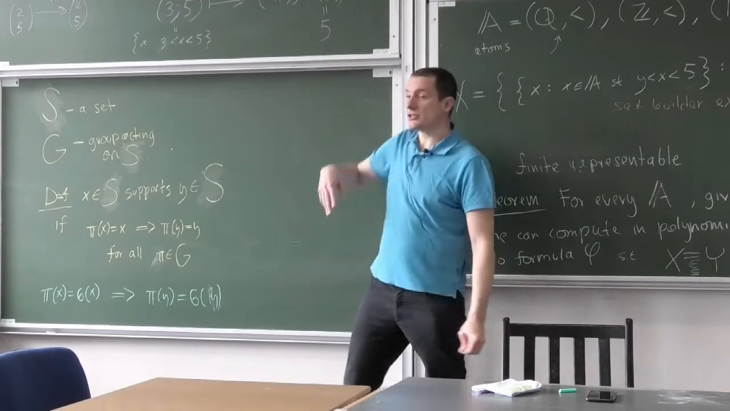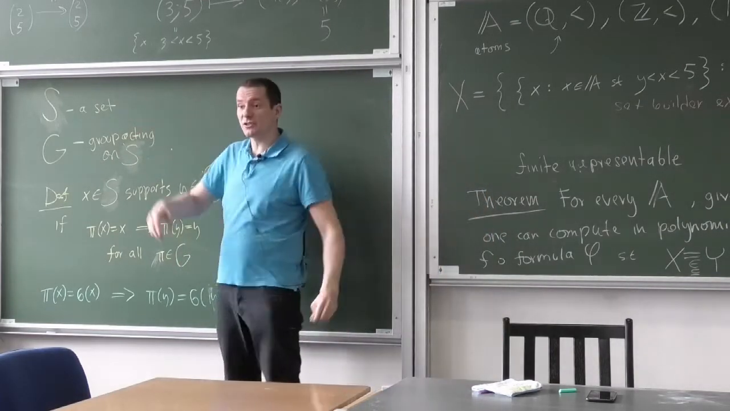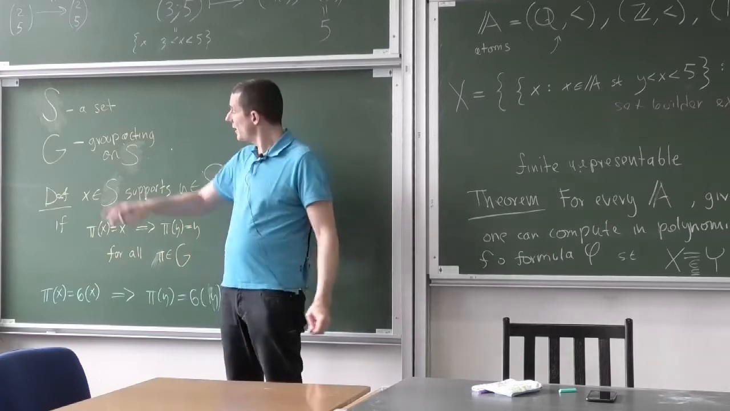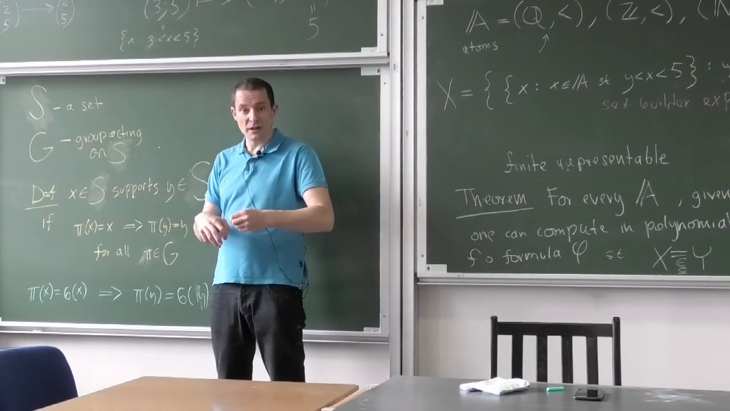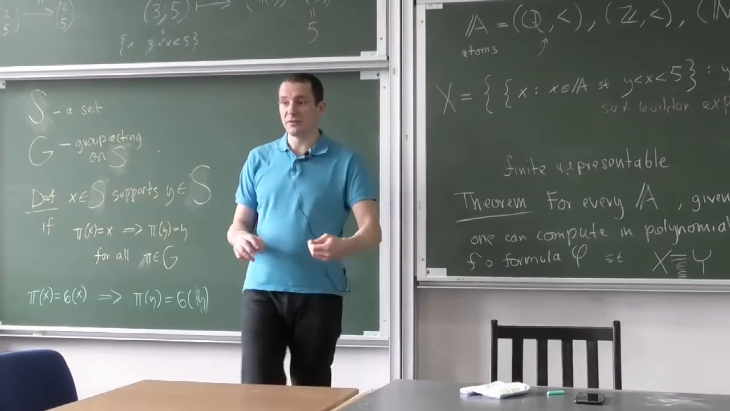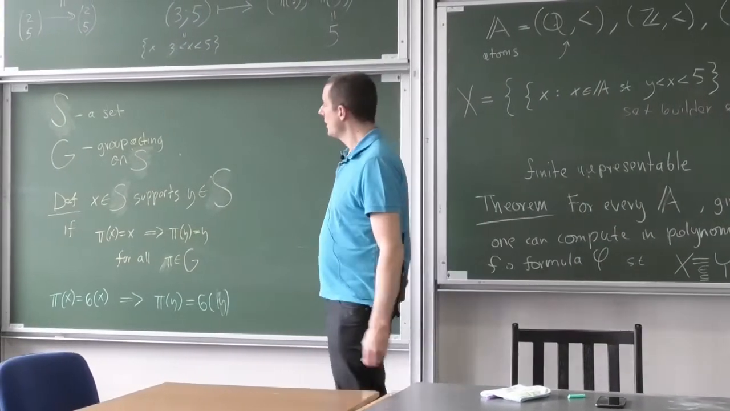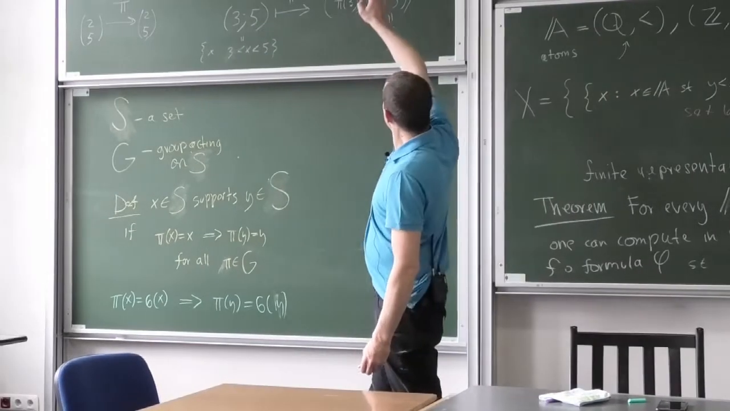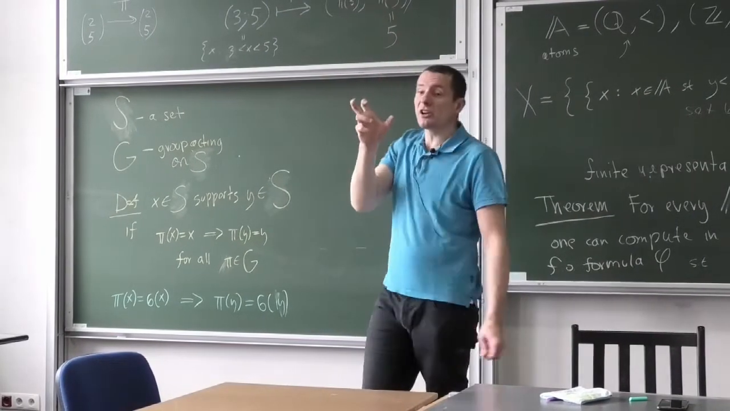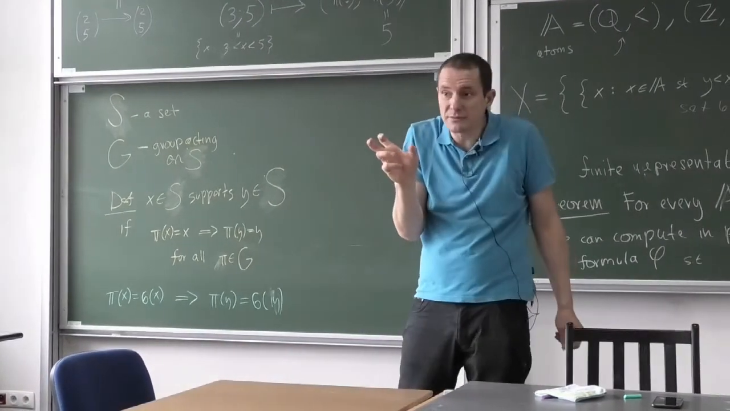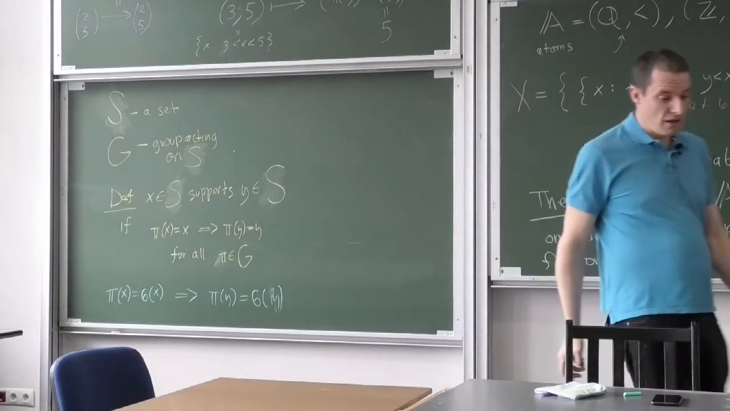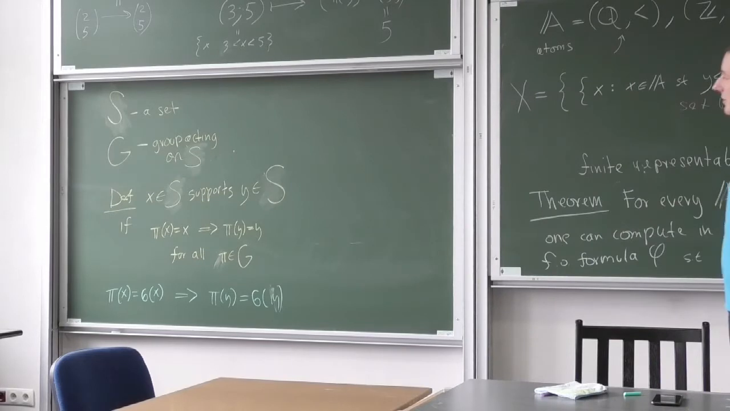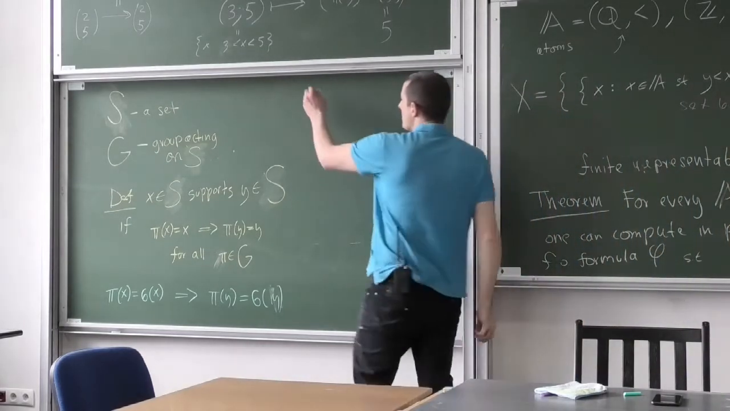So the above notion is recovered by taking big S to be everything that's built out of atoms, the group to be the automorphisms on the atoms themselves, which can be naturally extended to act on everything that's built on the atoms. Okay? And then here we talk, in particular, a tuple of atoms is built out of atoms, and therefore this is the support notion that we use.